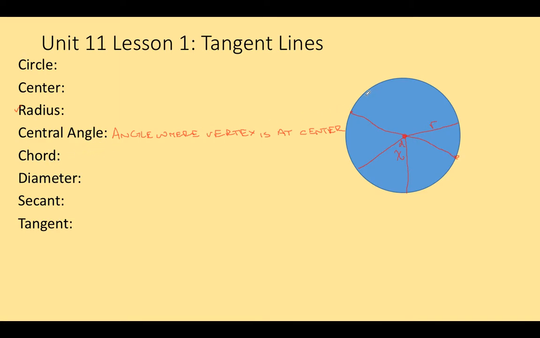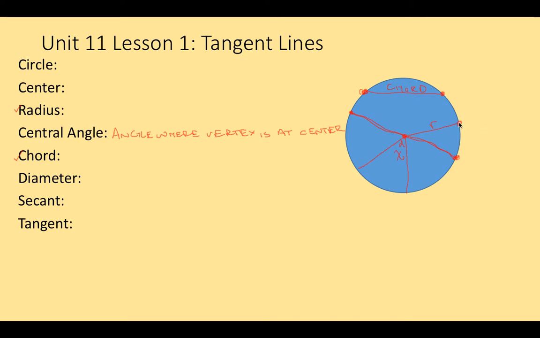Then chord. What is a chord? Well, a chord is a line segment where the endpoints are on the circumference. And so when we take a look at the diameter, notice that the diameter is actually just a chord. It's a segment that goes from one part of the circumference to the other. It's just that the diameter is specifically a chord that goes through the center. All right, so we took care of central angle, we took care of chords, and then the last two things here are the secant lines and tangent lines.